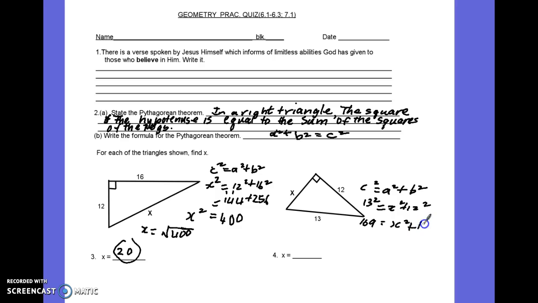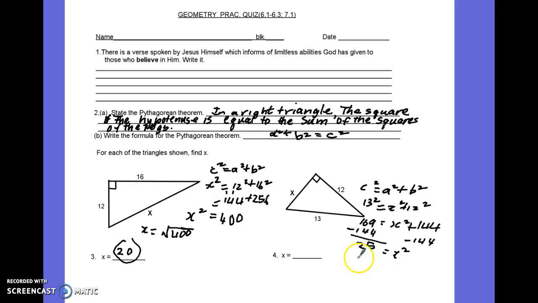12 squared is 144. And do you remember how to find x from this? To get this x squared term by itself, we subtract 144 from both sides. When we do, we get 9 take away 4 is 5, and 6 take away 4 is 2. That's equal to x squared.